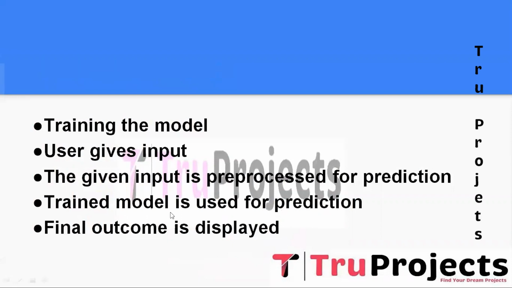And the next step is the trained model is used for prediction. The pre-processed user input is fed into the trained machine learning model to make weather prediction for the specified date.